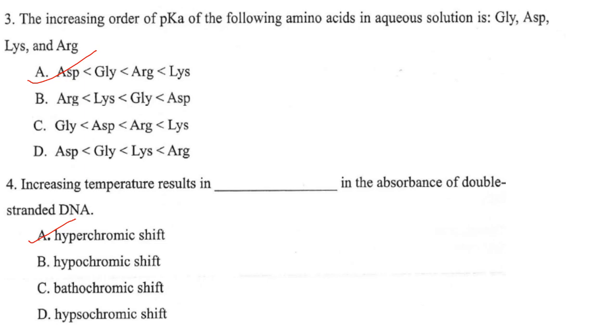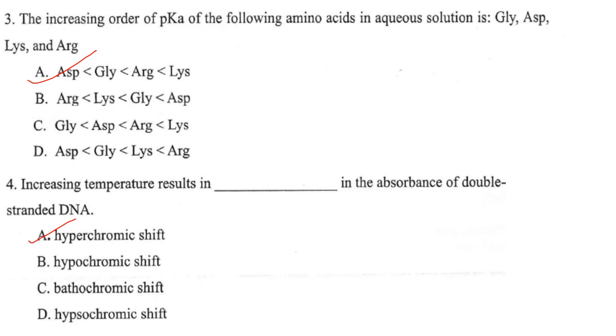Increasing temperature results in hyperchromic shift. Now what is hyperchromic shift? An increase in absorption of UV light by DNA solution due to heat, alkaline conditions, etc. is called hyperchromic shift. The shift is caused because of the disruption of the hydrogen bonds of each DNA duplex to yield single-stranded structure. That is called hyperchromic shift.